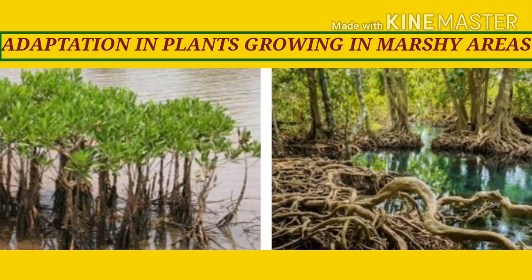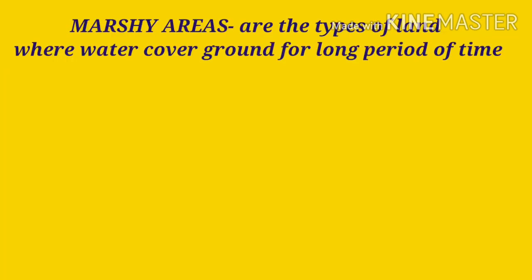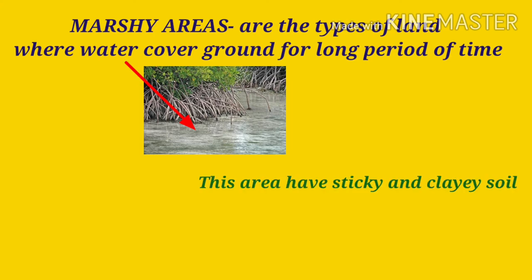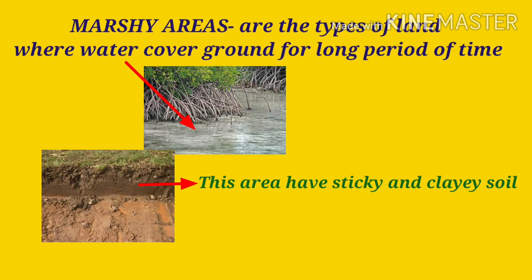Next is adaptation in plants in marshy areas. Children, do you know what marshy areas are? Okay, I will tell you. It is a type of land or area where water covers the ground for a long period of time. And this area contains sticky clay soil. Clay soil means a soil with a lot of clay.